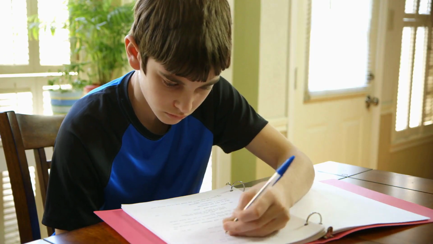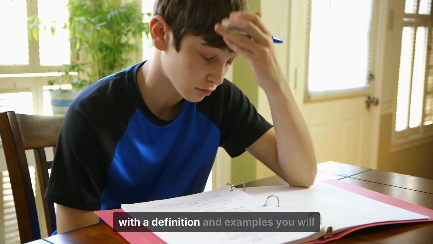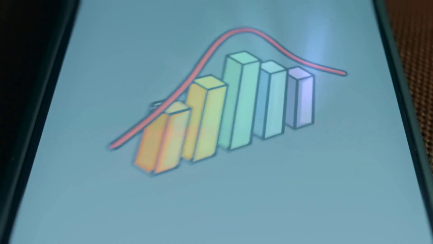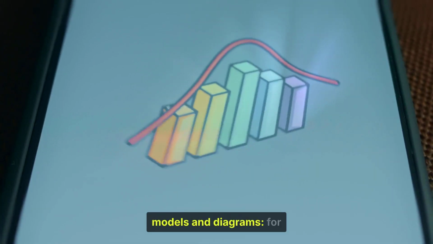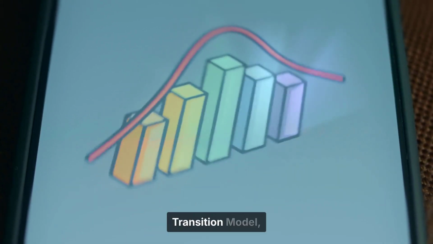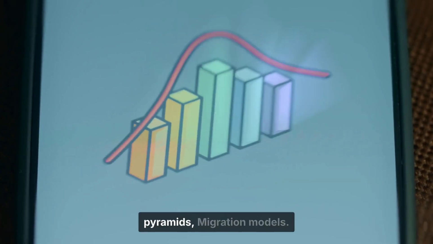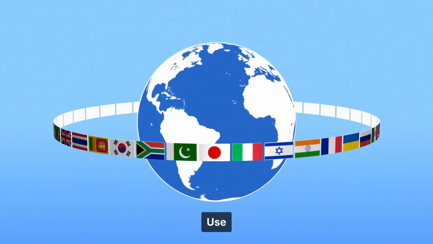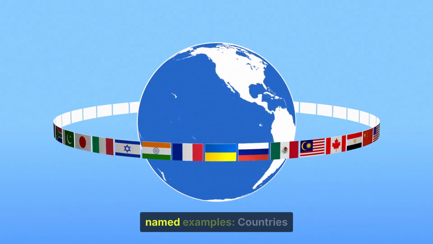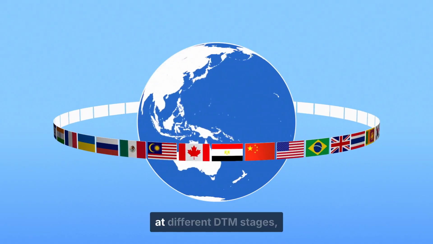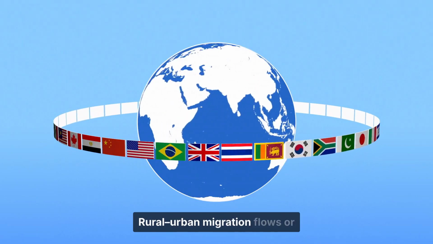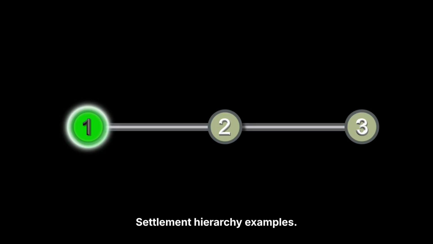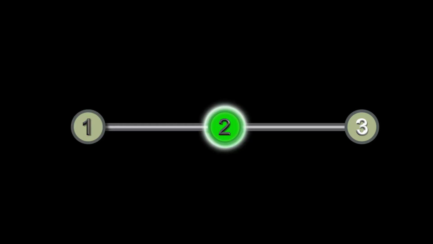Medium and long questions: begin with a definition and the examples you will use. Use models and diagrams, for example the demographic transition model, population pyramids, and migration models. Use named examples: countries at different DTM stages, rural-urban migration flows or settlement hierarchy examples. Link everything in 3 stages. Theory. Example. Explanation.